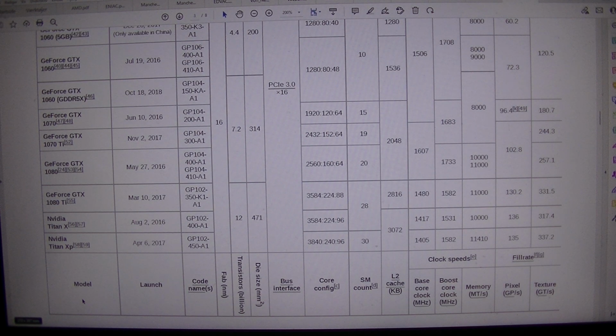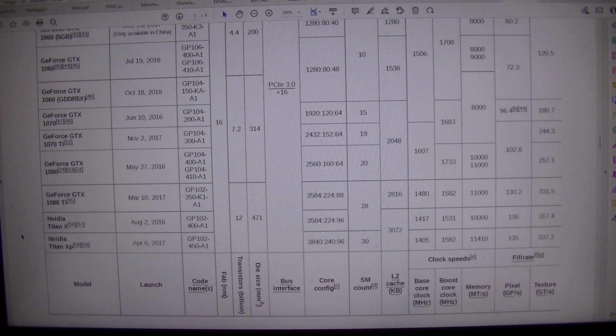Model, Launch, Codename, Fab (nm), Transistors (billion), Die size (mm2), Bus interface, Core config, SM count, L2 cache (KB), Clock speeds, Fill rate, Base core clock (MHz), Boost core clock (MHz), Memory, Pixel (GP/s), Texture (GT/s).